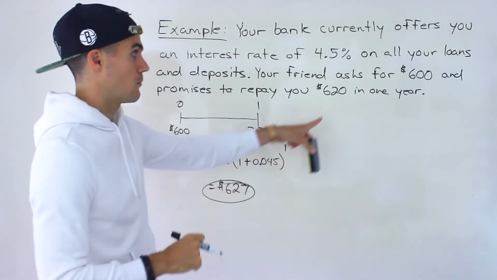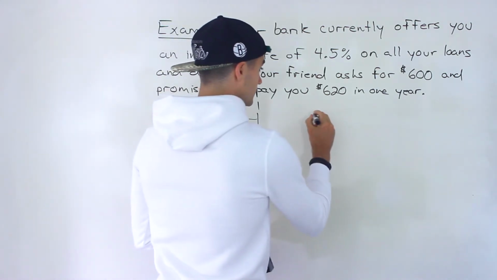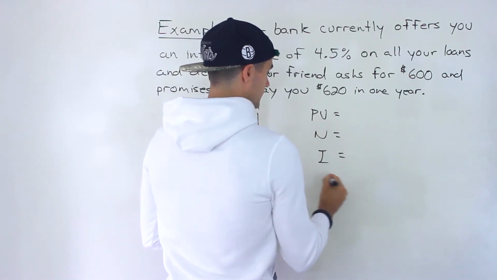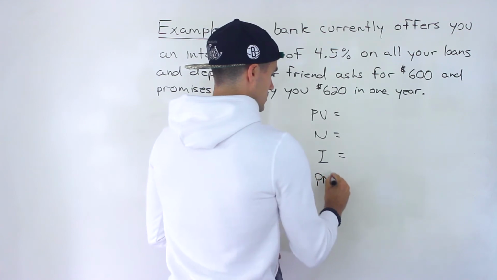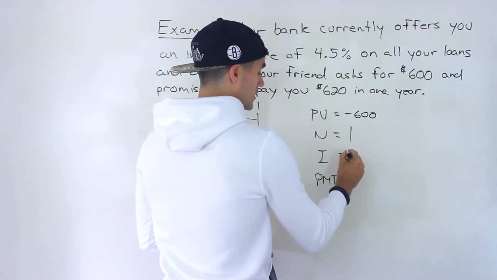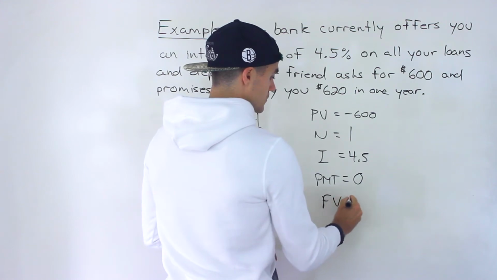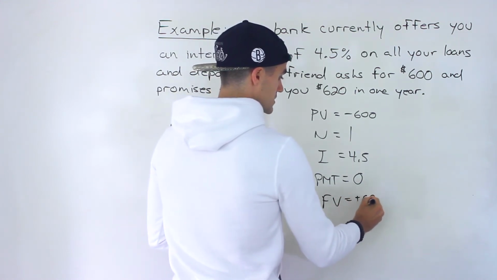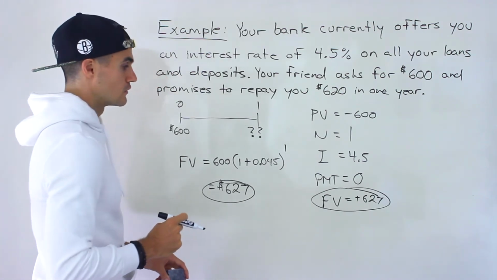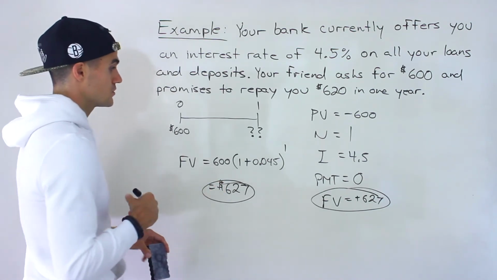So notice it would be more than what your friend would give you. To get this value with the financial calculator, what would the inputs be here? You're investing 600, so negative 600, 1. The I would be 4.5, no cash flows in between, and when you solve for this, you'd end up with positive 627. Right, so that's how to do it with the financial calculator. So 627, that's the answer to number 2.